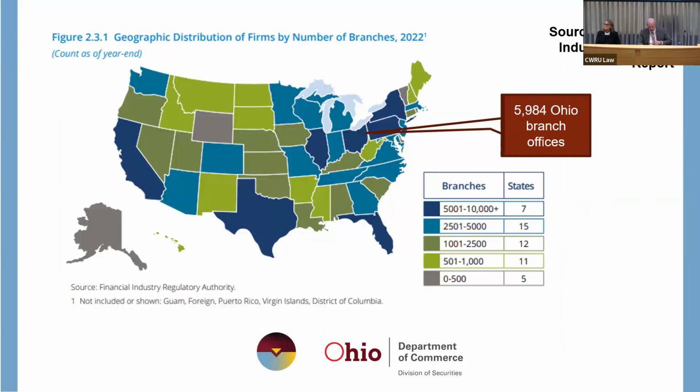Ohio is, and it has been and remains, in the top 7 in terms of branches. This number dipped around COVID and it seems to be back up to where it was at pre-COVID levels.